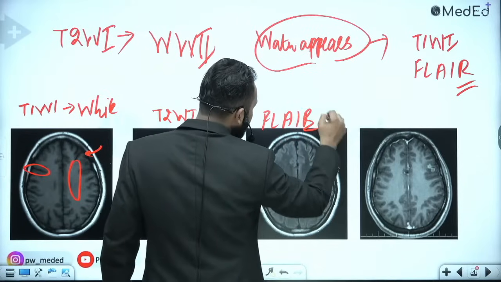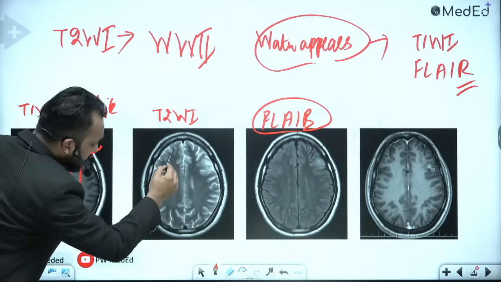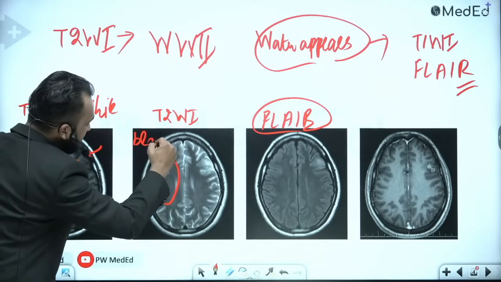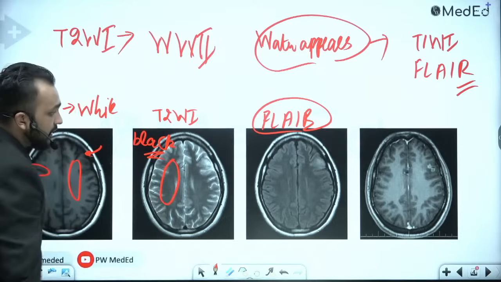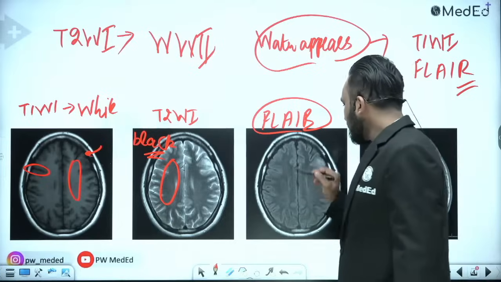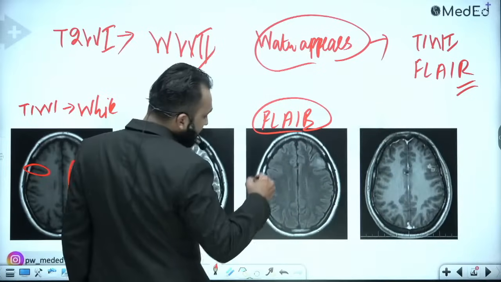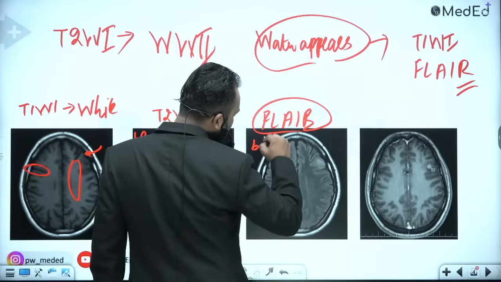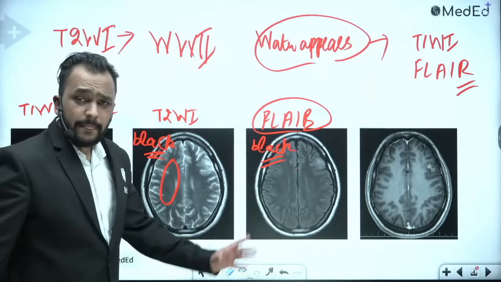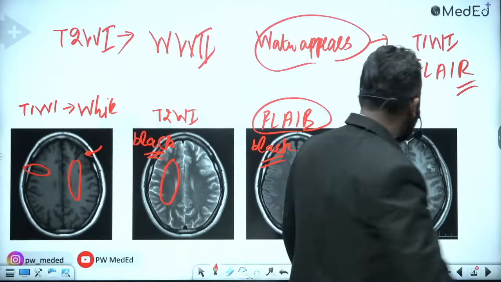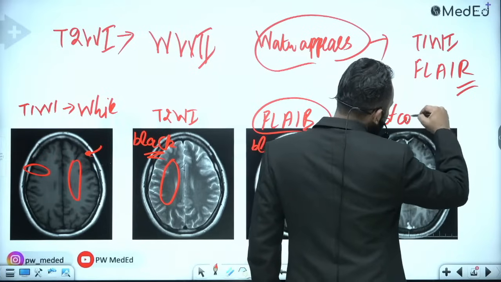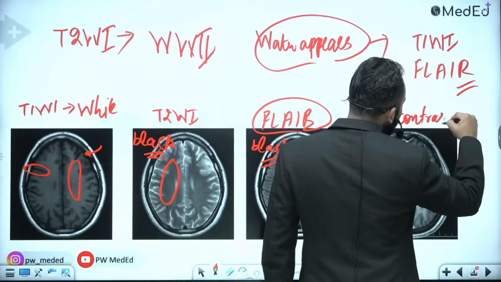And if you look at the T2 weighted image, you will see that the white matter is black. White matter is black on T2 weighted image, and that is why on a FLAIR image also, the white matter will be black. Right? Now talking about the fourth sequence. The fourth sequence is a post contrast image. Remember, post contrast image is a T1 weighted image.